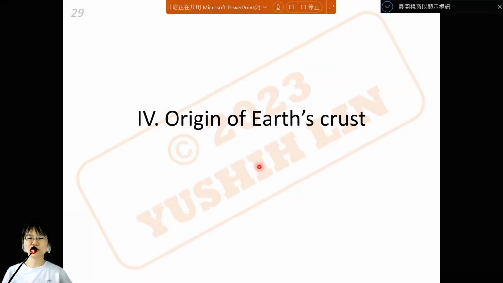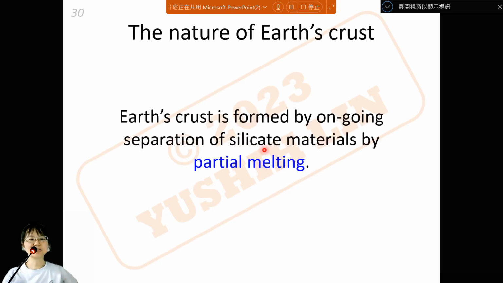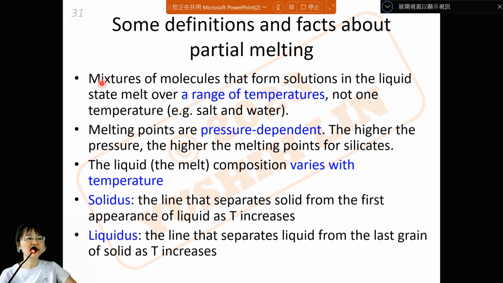Now we quickly go through the crust. The Earth's crust is formed by ongoing separation of silicate materials by partial melting. The crust is still being produced by partial melting. A mixture of molecules that form solutions in the liquid state will melt over a range of temperature, not one temperature.